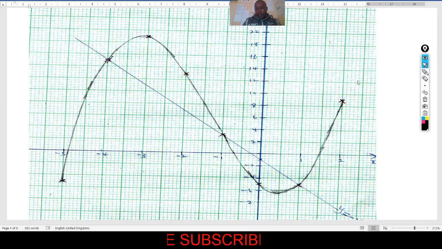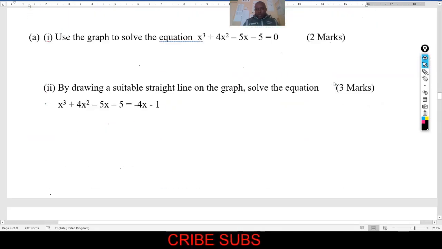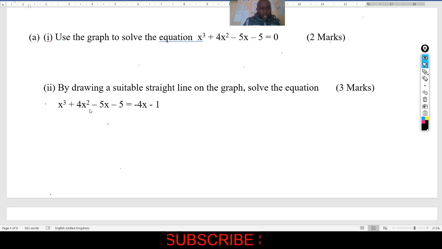Then the next part is where you're asked that by drawing a suitable straight line, solve the equation x cubed plus 4x squared minus 5x minus 5 equals -4x minus 1. This is an easy question, but somebody might get confused. Remember, the left side equals y. So the equation we are going to draw is y equals -4x minus 1. When they are equal, meaning where they intersect, that gives the values of x.